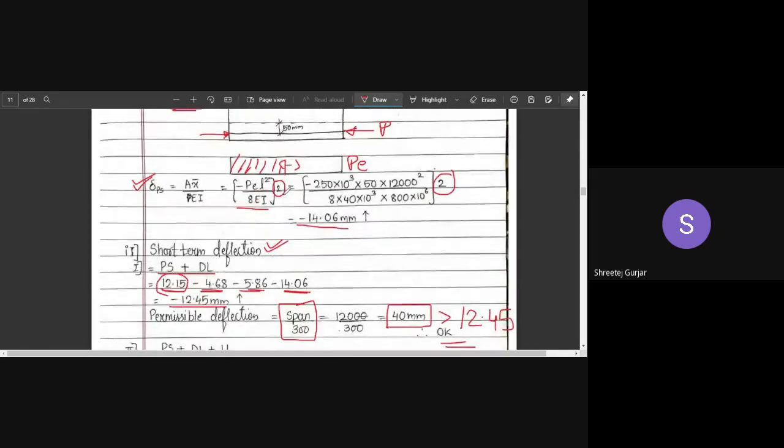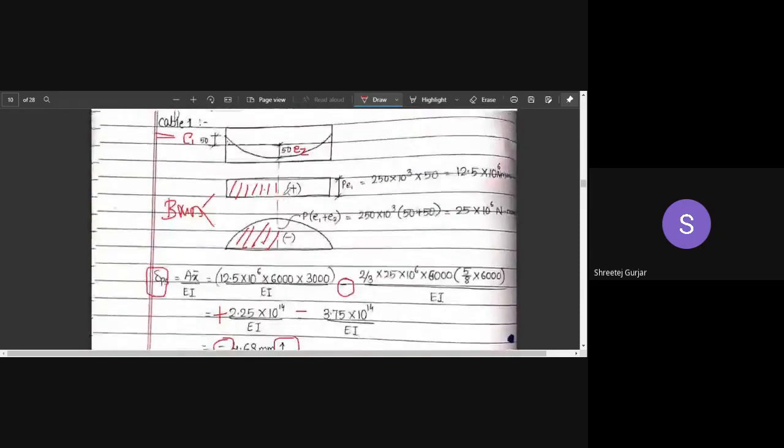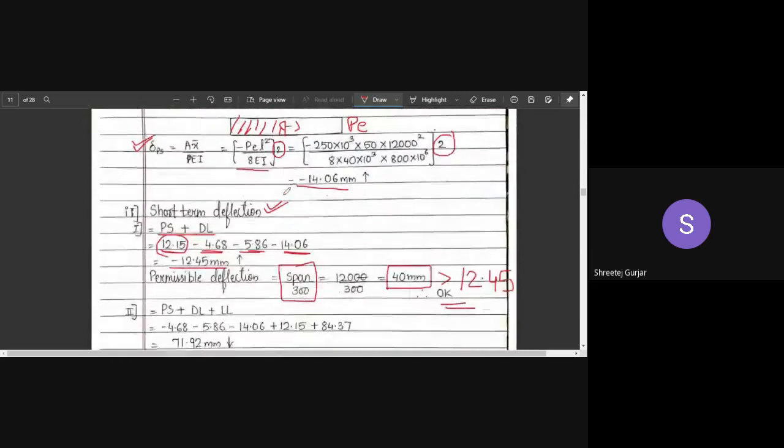Okay, so is it clear, guys? Short-term deflection calculation? Yes, sir. No problem. Same, whatever we have done in the previous numerical, same thing. It is just a lengthy numerical.